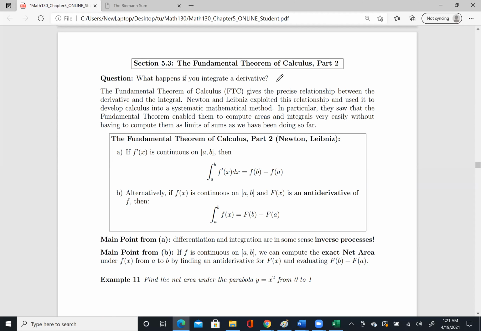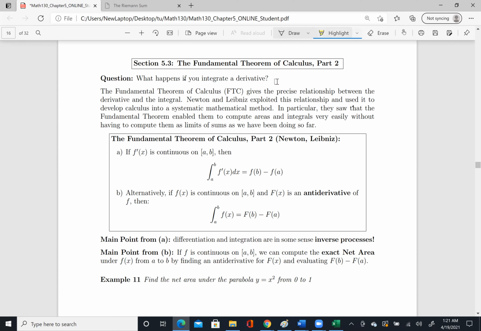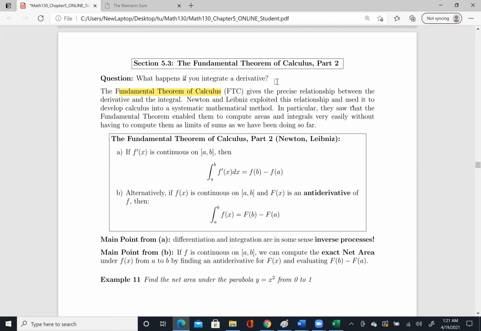So today I come to section 5.3, the fundamental theorems of calculus, part 2. The question in this session is, what happens if you integrate a derivative? And the fundamental theorems of calculus, which I notate by FTC, give the precise relationship between the derivative and integral.